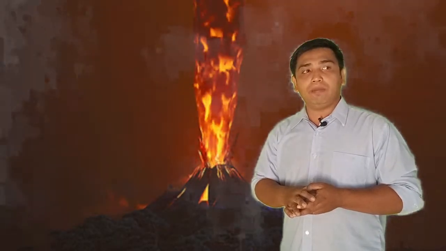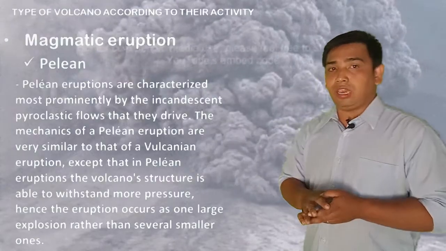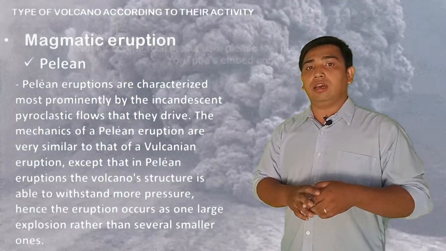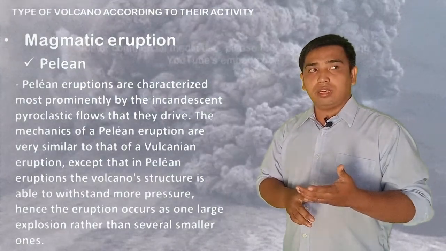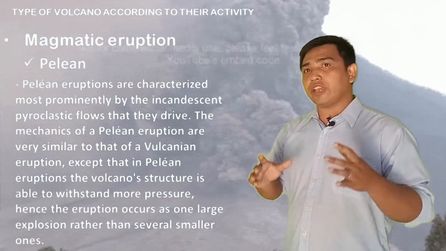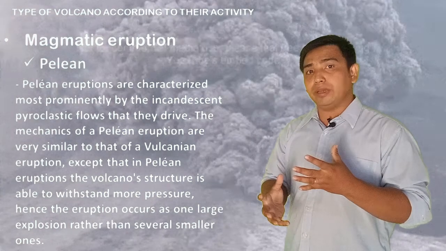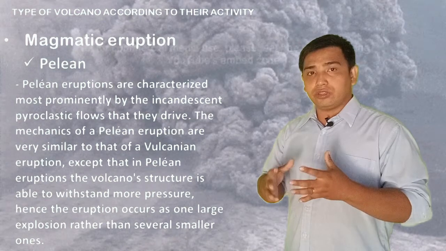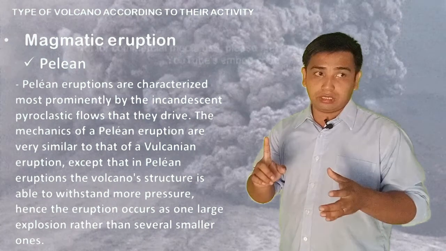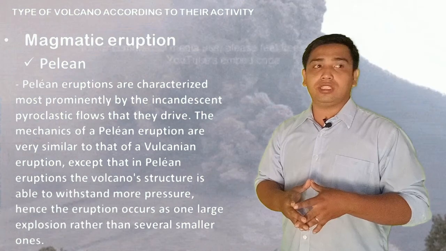Alright, so we have the Plinian eruption, and the only difference is that in a Plinian eruption, the volcano can withstand high pressure. So the pressure builds up until a certain limit and then explodes once. So it is one big explosion, something like that.